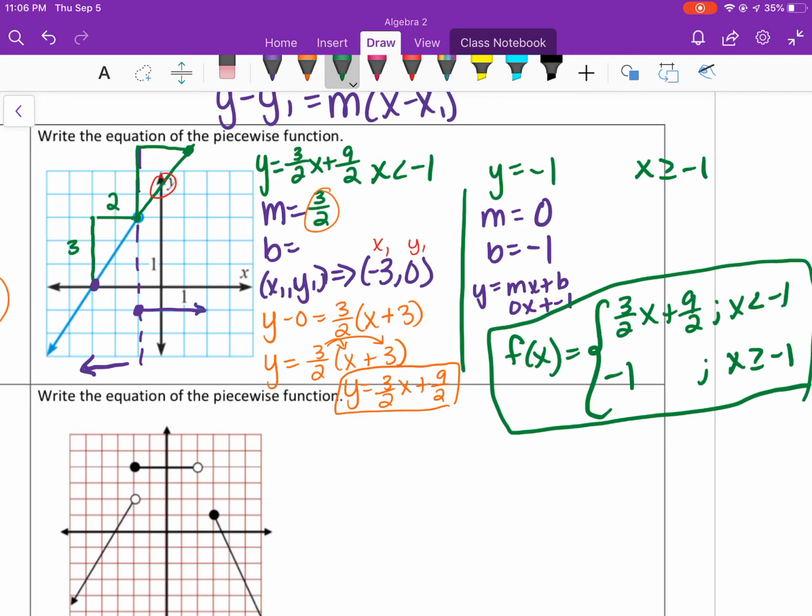Okay, the third piecewise we will save till we're back together in person, and we will do that one together.